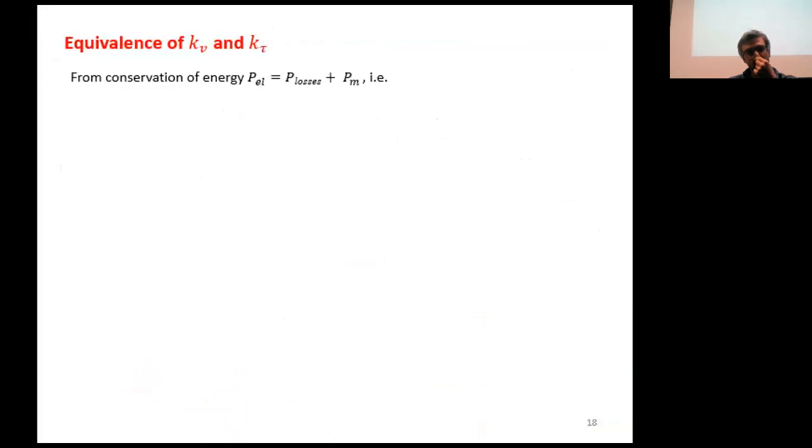And we can see here that there is an equivalence between the back EMF constant kV and the torque constant kt. This equivalence comes from the conservation of energy. We know that energy is conserved, so the input electrical power transforms into losses and mechanical power. And the input electrical power is the supply voltage times the current.